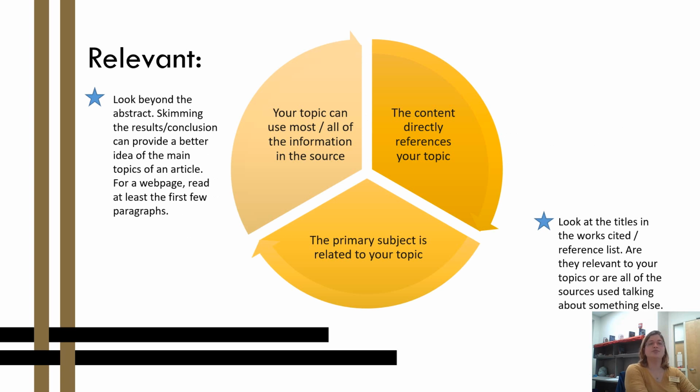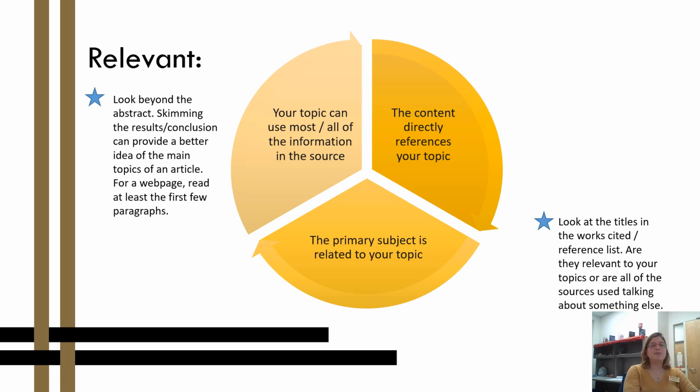The first one, is it relevant? This is very important because just because a title indicates this article might have something to do with your topic does not necessarily mean that the majority of the content directly references your topic. You want to make sure that this article is primarily about whatever it is you're talking about, because otherwise the information is not going to necessarily be what you're looking for.